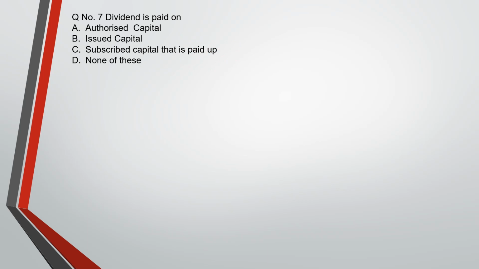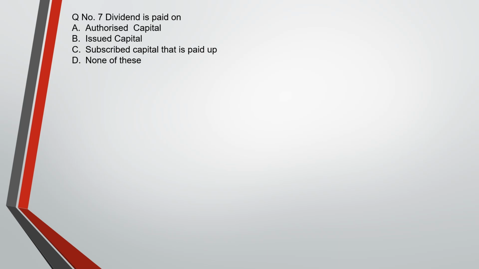Now, on what is dividend paid and calculated? Whether it is on the authorized capital, issued capital, subscribed capital that is paid up, or none of these. First thing, authorized capital is the maximum capital which can be raised. It is not necessary that the entire authorized capital will be issued. So that is not it. Second is the issued capital. It is that portion of the authorized capital which has been issued to the public for subscription. It is not necessary that the entire issued capital should also be subscribed.